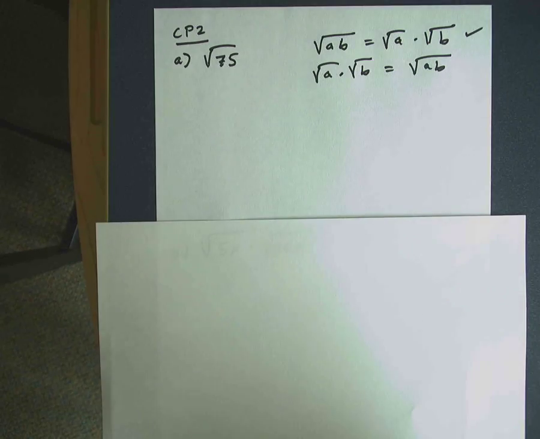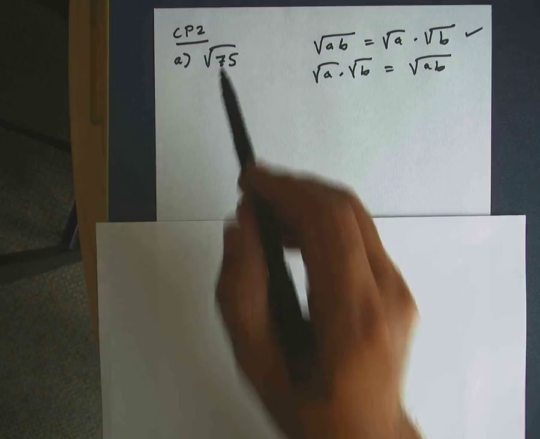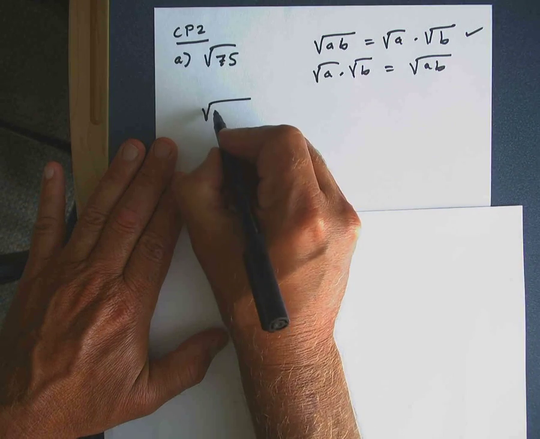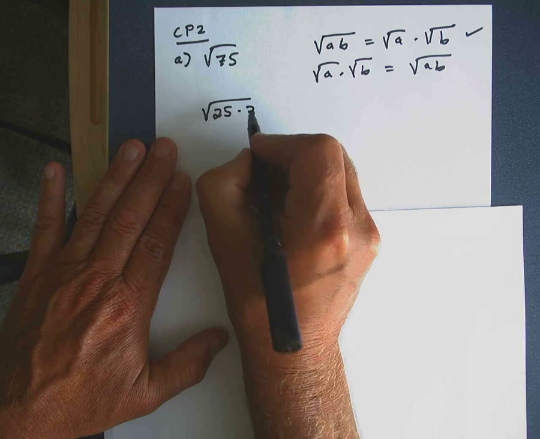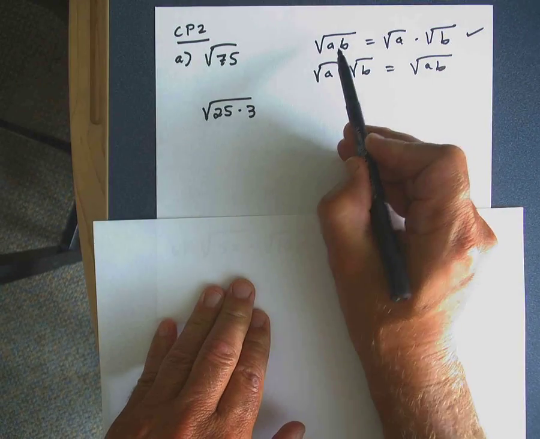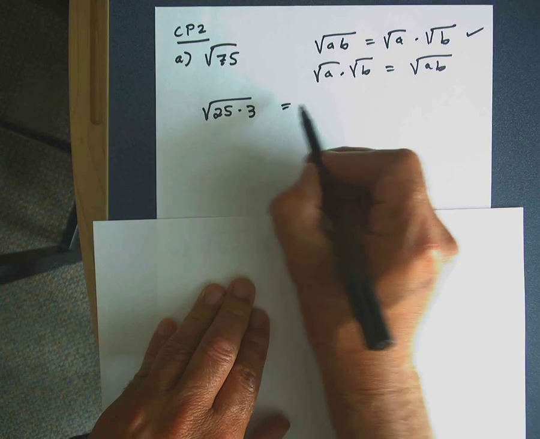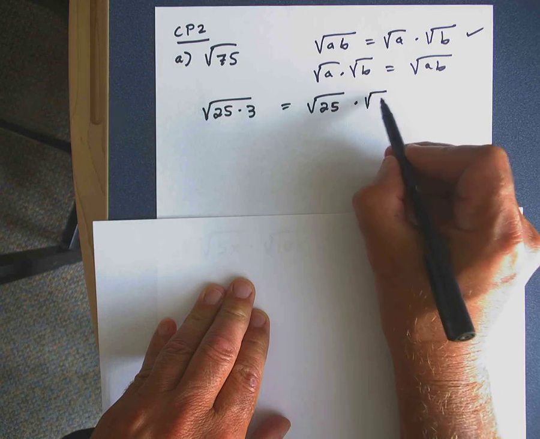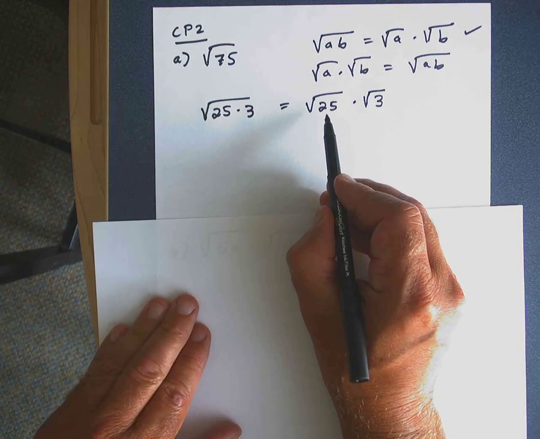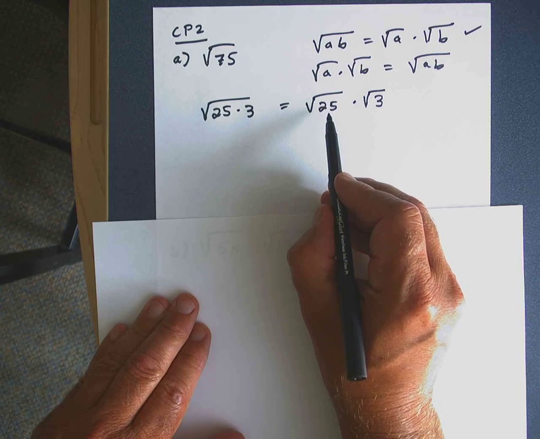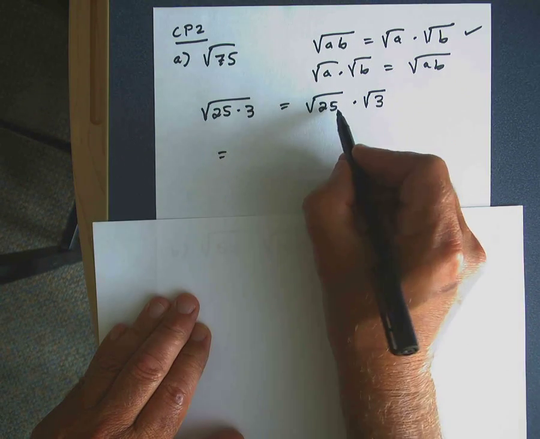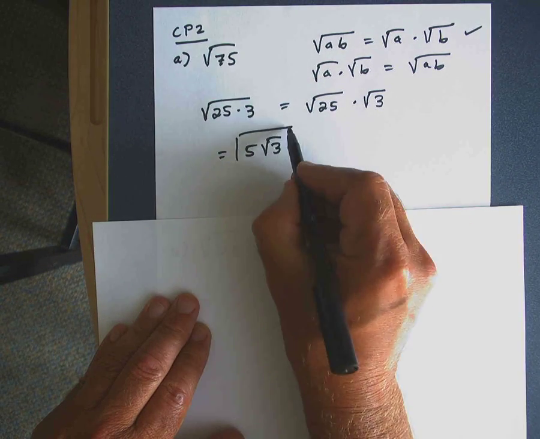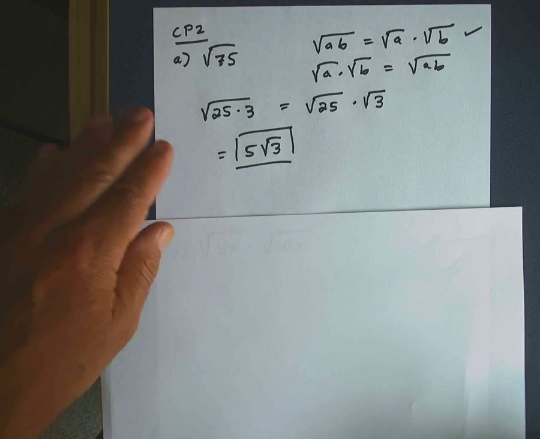If we look at this number, one of the numbers I mentioned was 25. 25 is a factor of 75, so what you should do is rewrite it as the square root of 25 times 3. Then, using this property, I can rewrite it as the square root of 25 times the square root of 3. The square root of 25 is equal to 5, so this will simplify to 5 times the square root of 3. And this is considered to be in simplest form for the square root of 75.